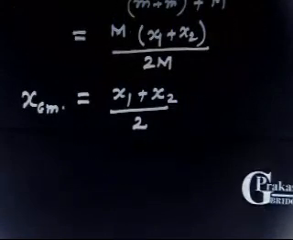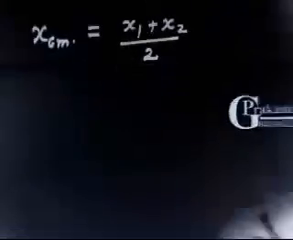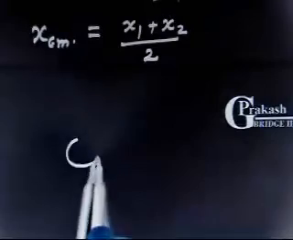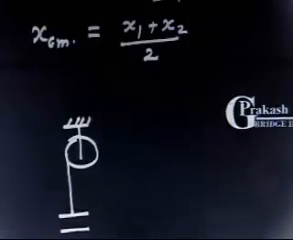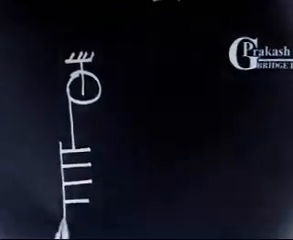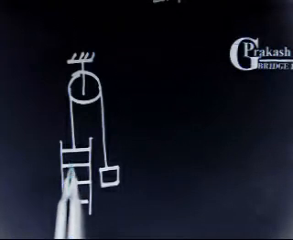Now let us make the first diagram. If the mass m, the man, moves up by distance L, how will this system look? So you have, this is the pulley. This side you have the ladder, and this side you have mass capital M. Are you getting? Now let us say this man initially was here. Now it moves up by distance L.